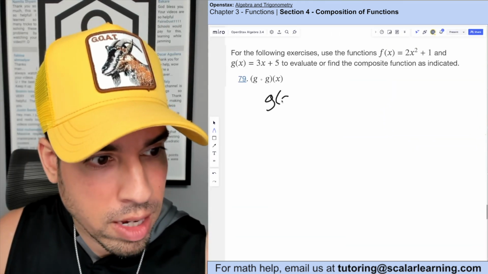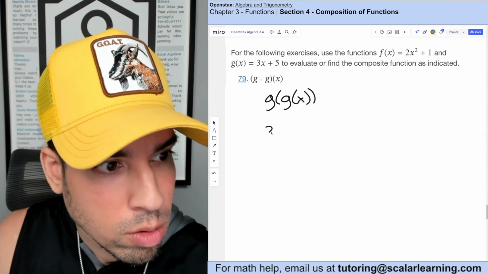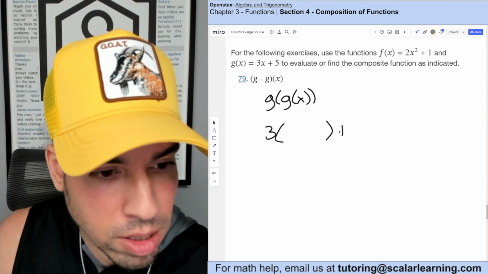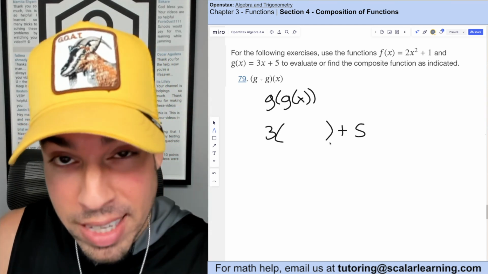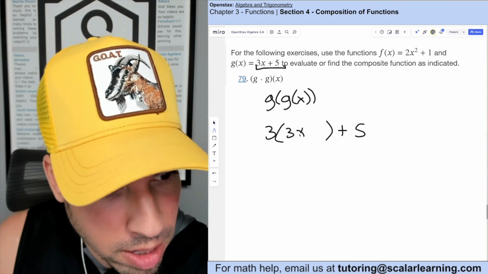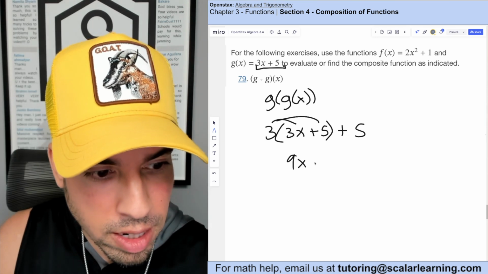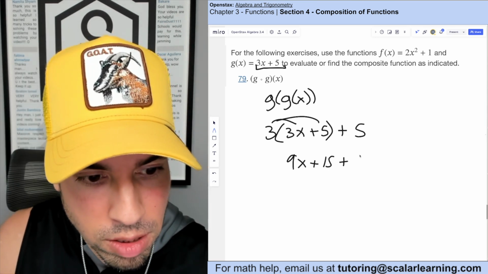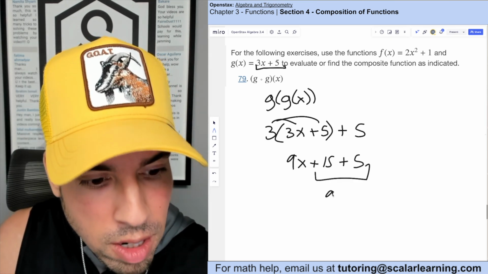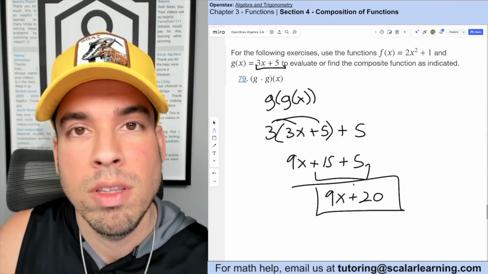I'm going to rewrite it like so. So what we're basically doing is we're taking our g of x function, which is 3 times x plus 5, and then we're replacing the x with the function itself, which is 3x plus 5. So I'm going to plop that in here like so. Now we're going to distribute, distribute. We got 9x plus 15 plus 5, combine like terms: 9x plus 20. Boom, done.